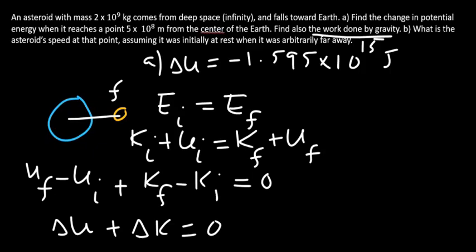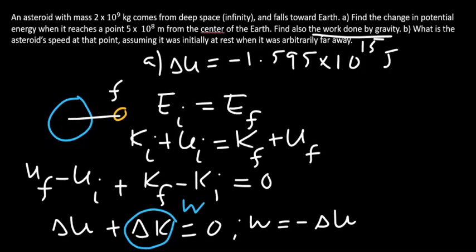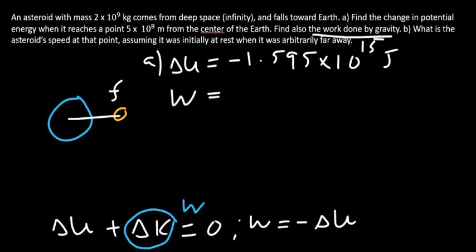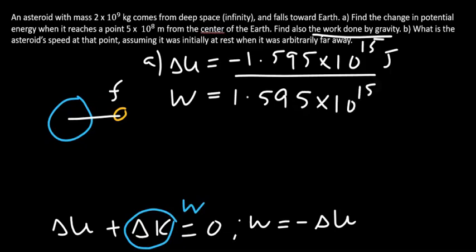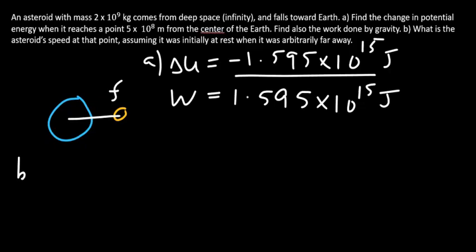However, from the work-energy theorem, we know that the change in kinetic energy is the work done. So immediately we see work done equals minus the change in potential energy. Since the change in potential energy is that, minus the change in potential energy is therefore 1.595 times 10 to the power 15 joules. Part B. What is this asteroid's speed at that point, assuming it was initially at rest when it was arbitrarily far away?